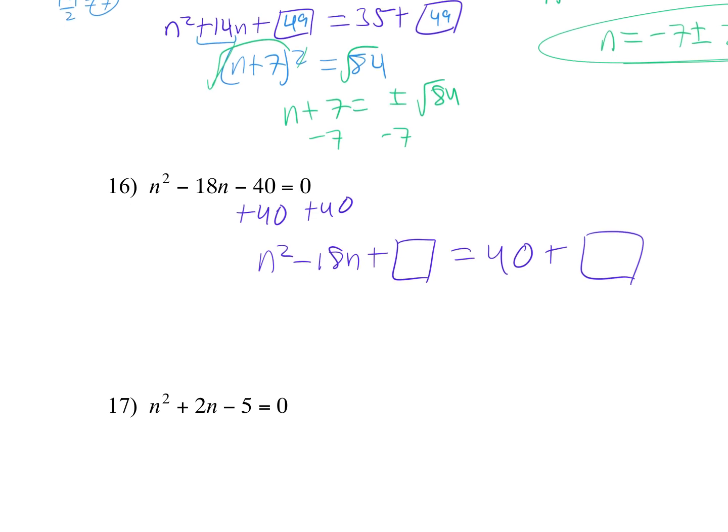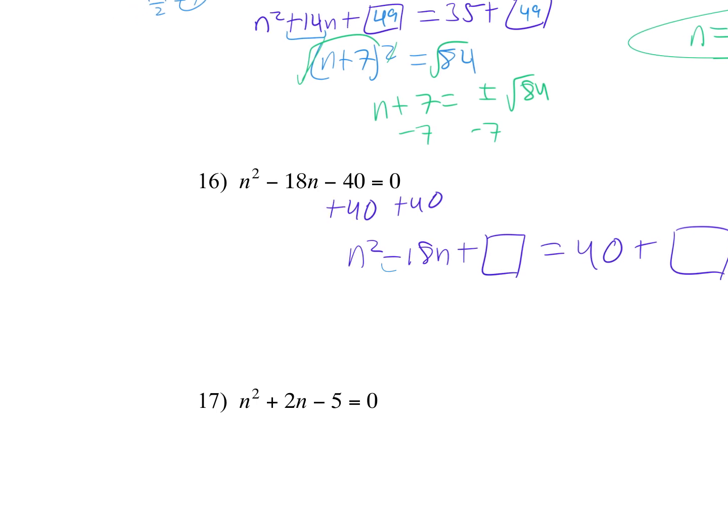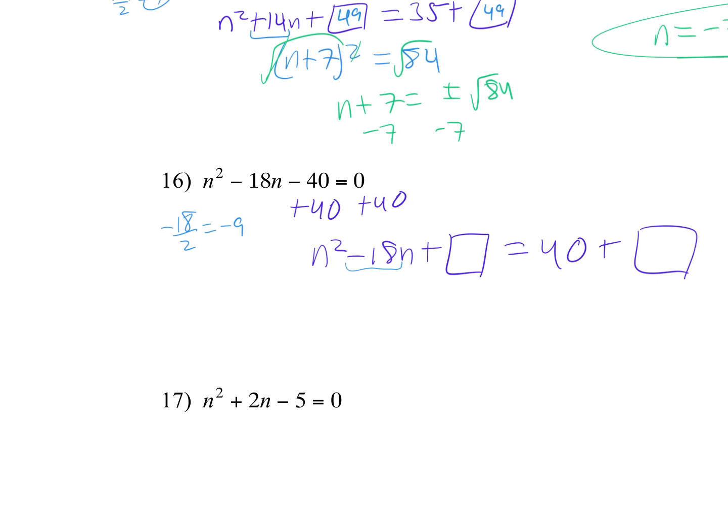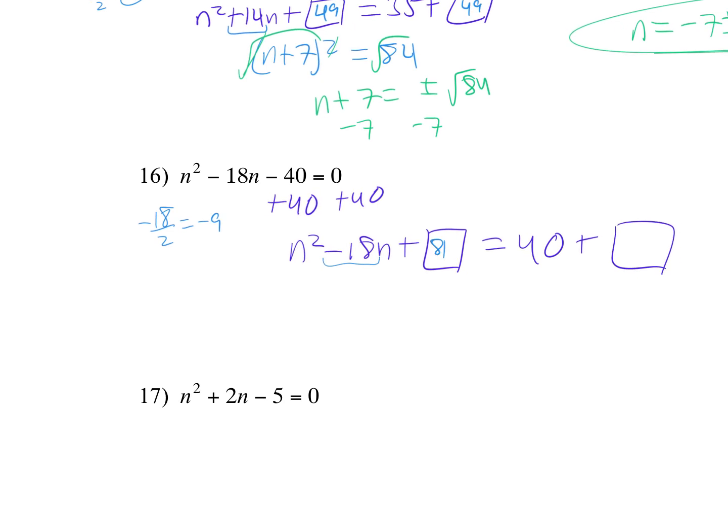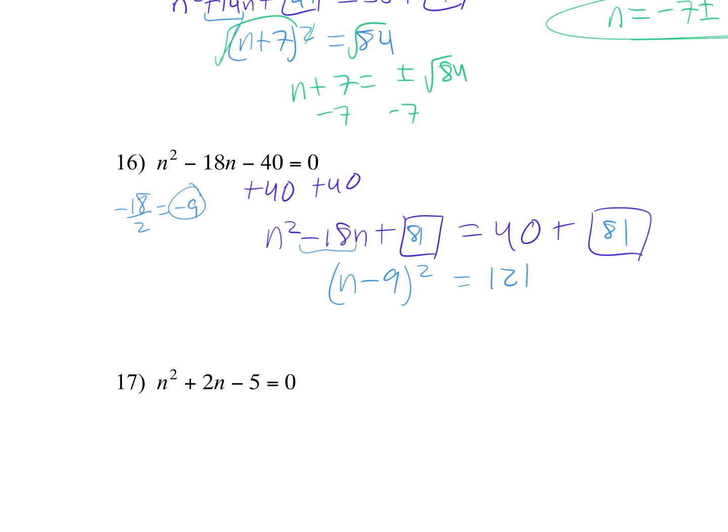All right, and then we want to find what goes inside of that little space. It's going to be b over 2 squared. In this case, our b term is negative 18. Right, negative 18 divided by 2 is negative 9. And negative 9 squared is positive 81. All right. And then we want to factor the perfect square trinomial. It's going to factor with our b over 2 term. Our b over 2 term is 9. So we get n minus 9 squared equals 140 plus 81 is going to be 121.